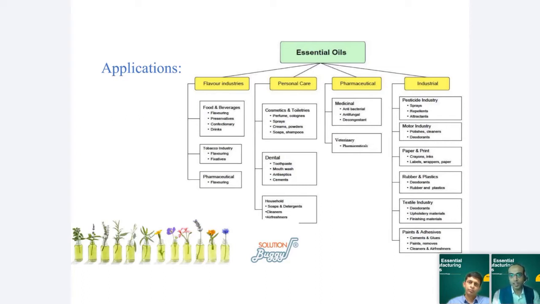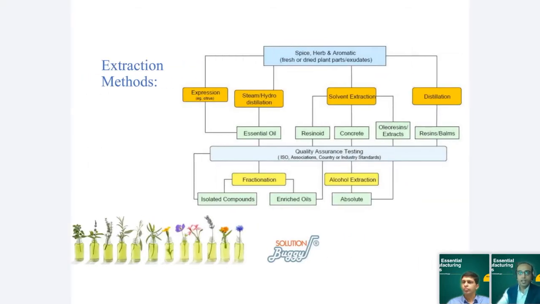It is used in the pesticide industry, the motor industry, paper and print industry, rubber and plastic industry, textile industry, and adhesives industry. So these are the major applications of essential oil. The applications can also increase depending on the product. This is the next.